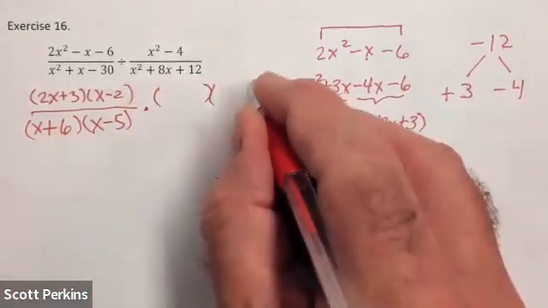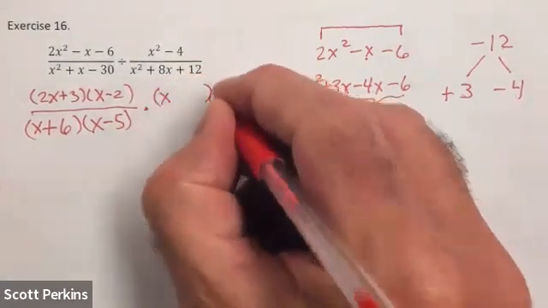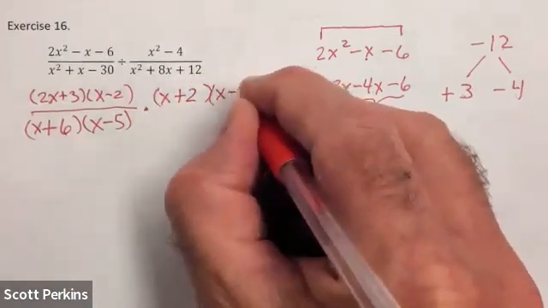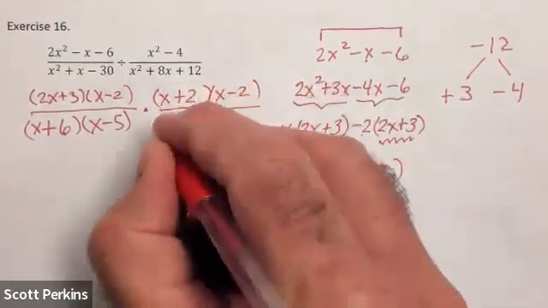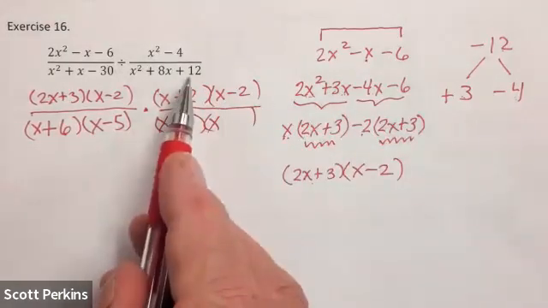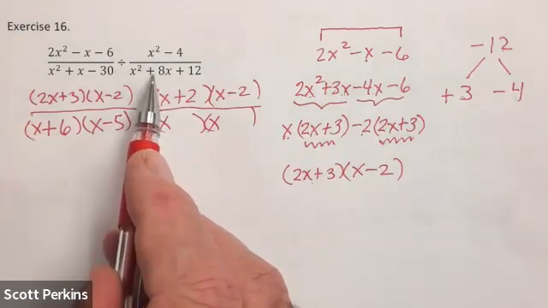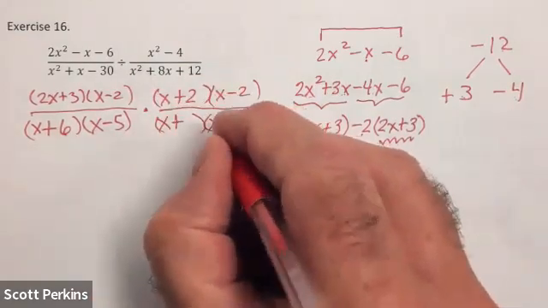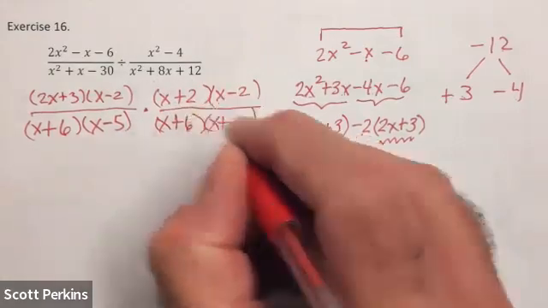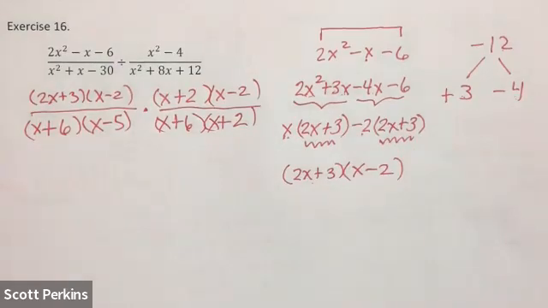The next numerator is a difference of squares, which we've done several times on this page because they're nice and quick to do. So it's negative 4, so that's plus 2 and minus 2. And finally, x squared plus 8x plus 12. The 12 is positive. It tells me the signs are the same. And since the 8's positive, that tells me they're both going to be plus. And the 2 factors of 12 that add up to 8 are 6 and 2, or 2 and 6. The order is unimportant.